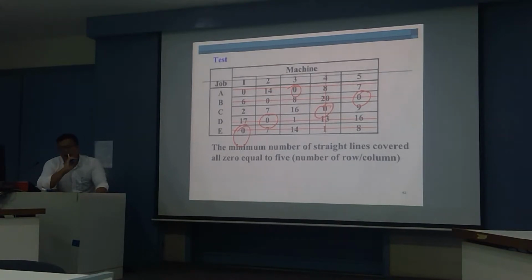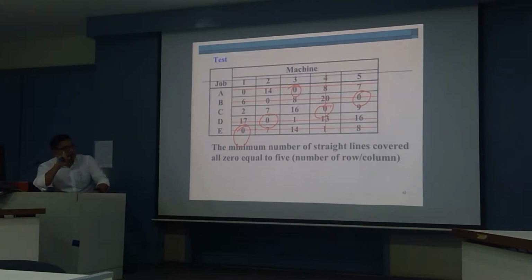So up to this point, I think the concept is very clear. Nothing much. Row reduction, column reduction, drawing the line, checking with the number of rows and columns. If both are equal, you're done. If it's unequal, you modify and then go back to drawing the line again. We do it again and again until we reach the optimal solution.